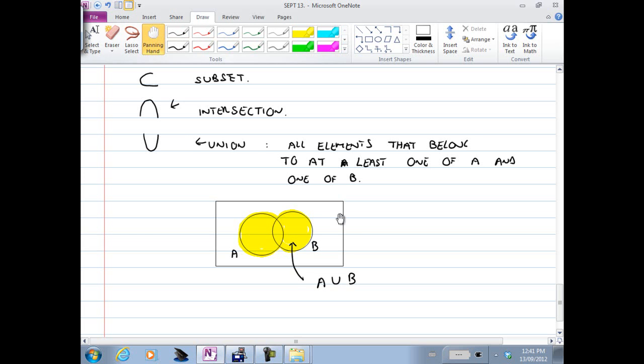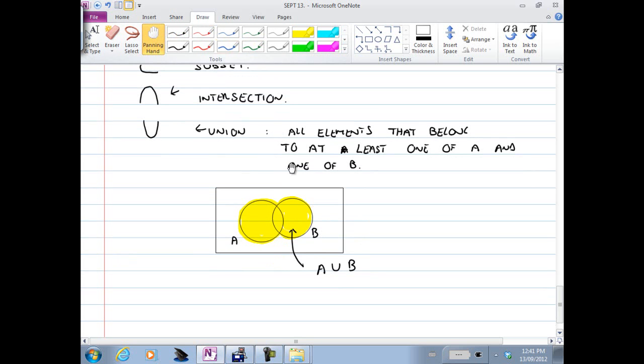Union means you can have everything inside circle A, so that's why I shade everything yellow, or at least one, or you can have everything in circle B, or you can have everything in both. That's what union means. Think of union as a merging together of things. So you're going to merge together everything in circle A and everything in circle B.